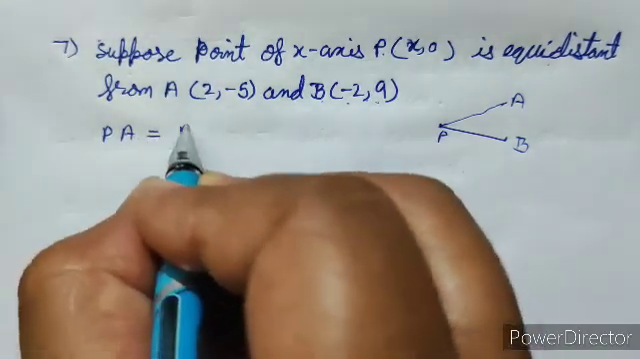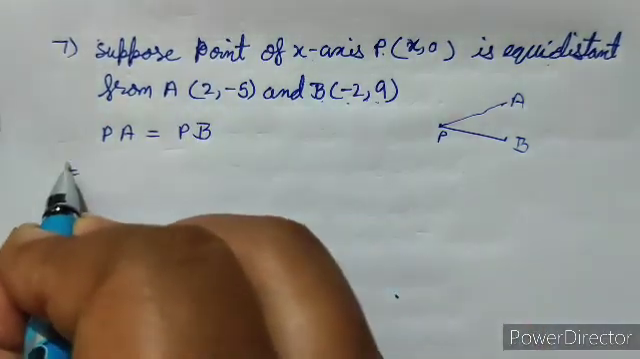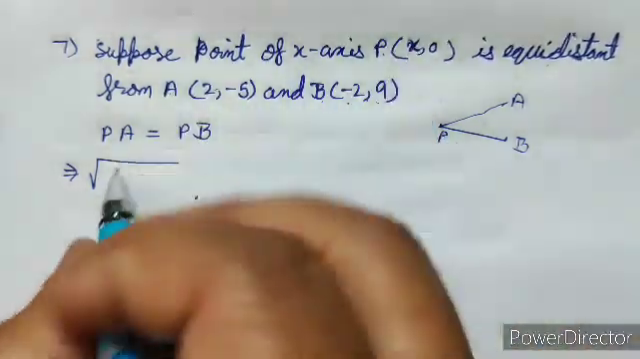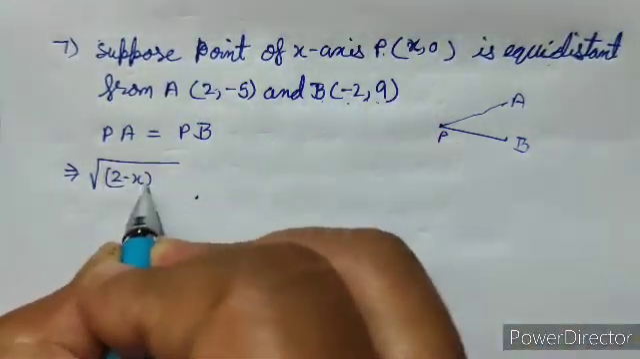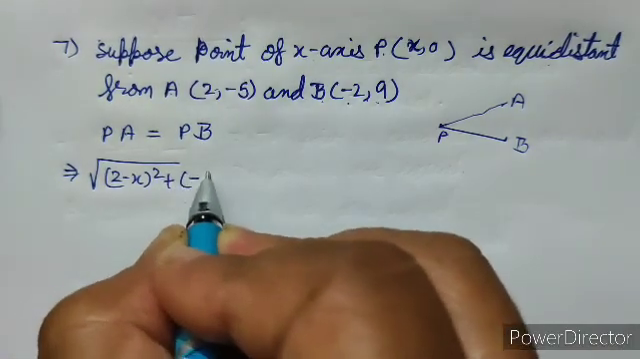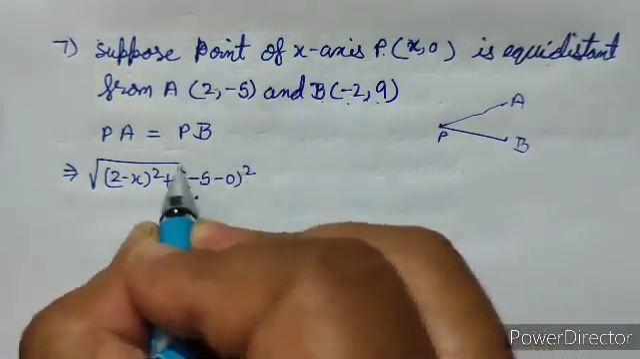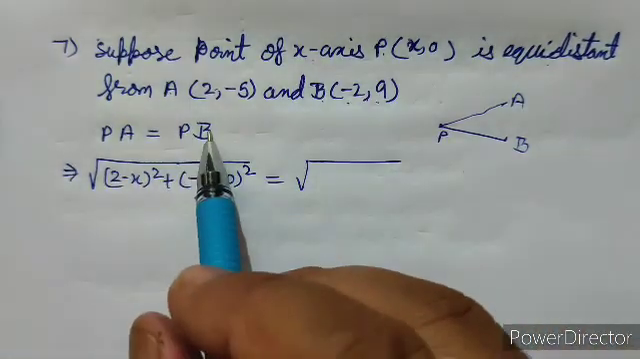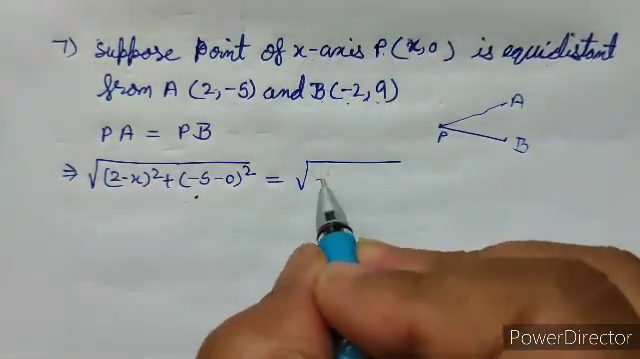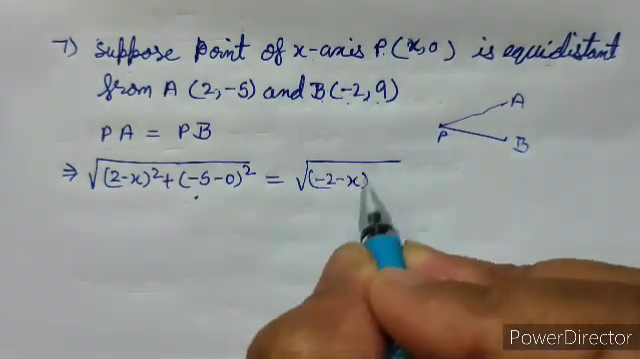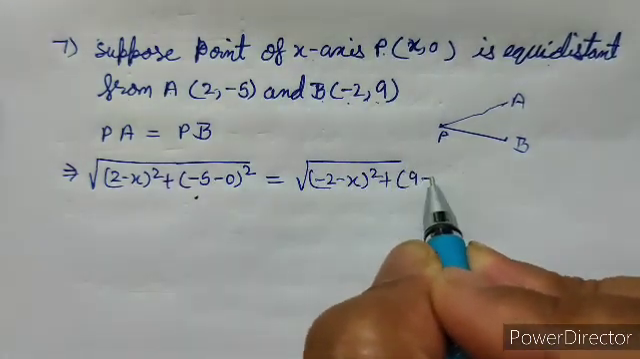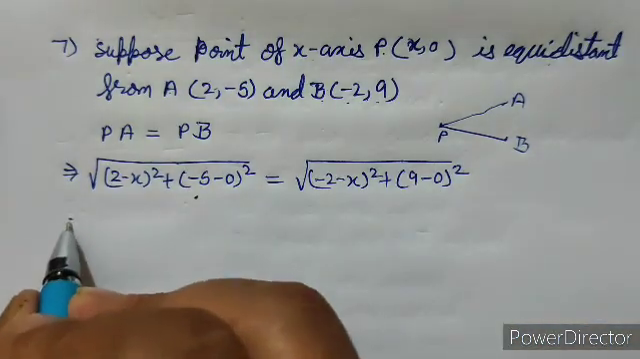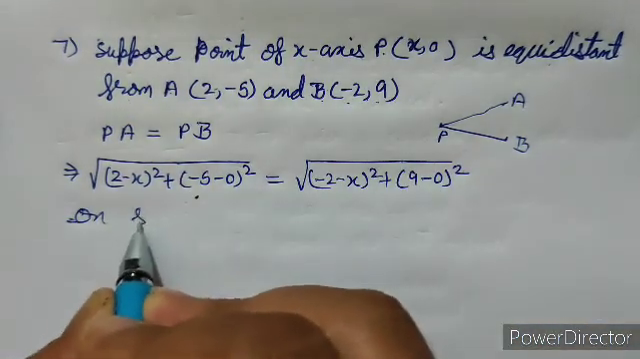PA is equal to PB, and that means this will be under root. Now PA will be the square root of (2 - x) square plus (-5 - 0) square, and that is equal to under root. Now PB will be (-2 - x) square plus (9 - 0) square. Now this will be, on squaring both sides.